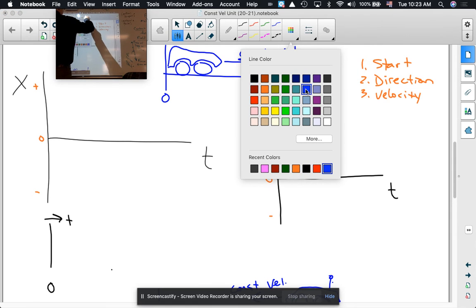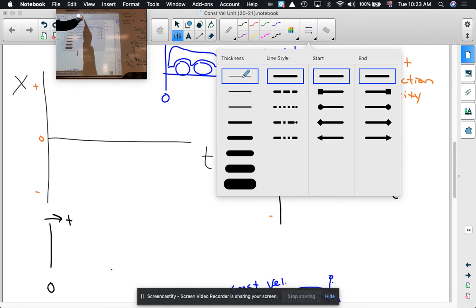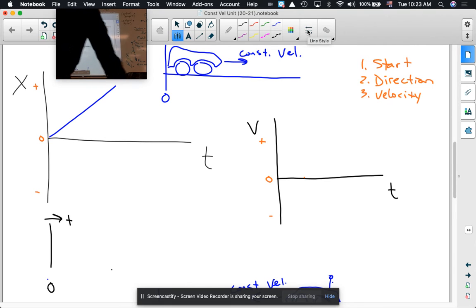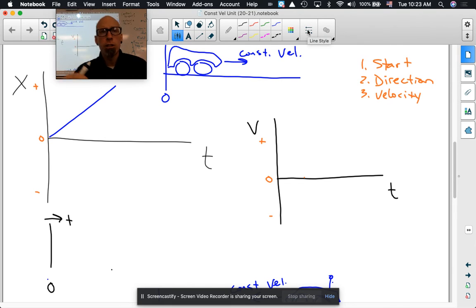Oh, let's go with the blue, I guess. Thin line. All right. So constant positive velocity starting at the zero position. Well, to me, that looks like this. So that looks like a positive slope, constant starting at the origin on the XT graph. That's what that looks like to me. And that's what we see on the graph. That's what we've been seeing.